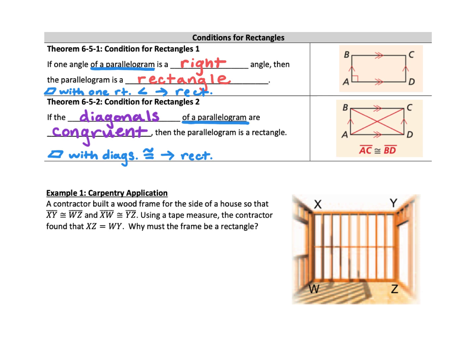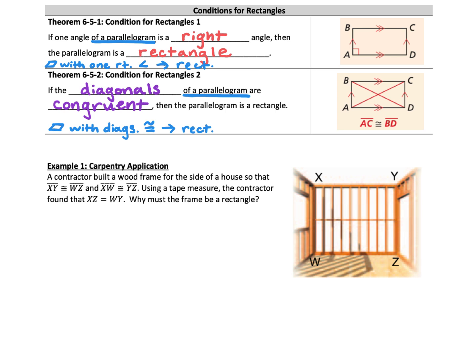So now that we have these two conditions for rectangles, let's go ahead and apply this to a carpentry application. A contractor built a wood frame for the side of a house so that XY is congruent to WZ and XW is congruent to YZ. Using a tape measure, the contractor found that XZ equals WY. Why must the frame be a rectangle?